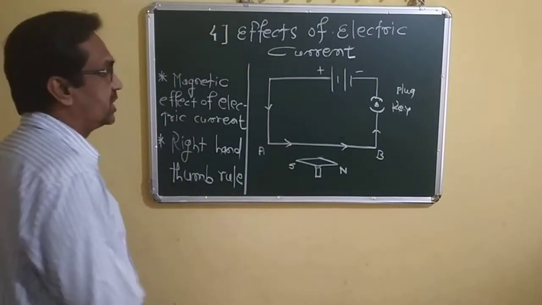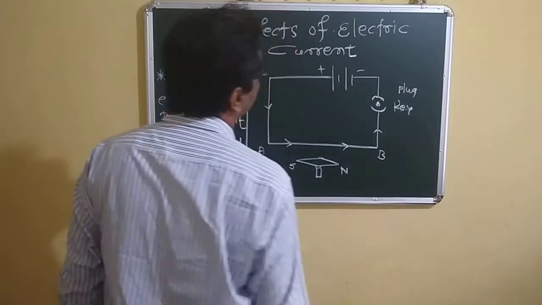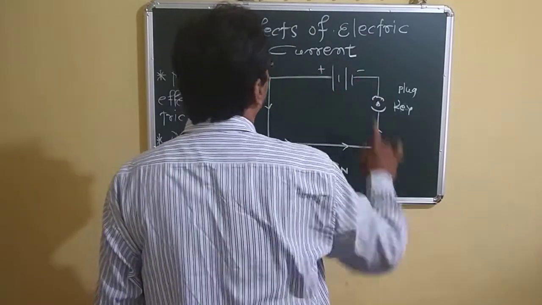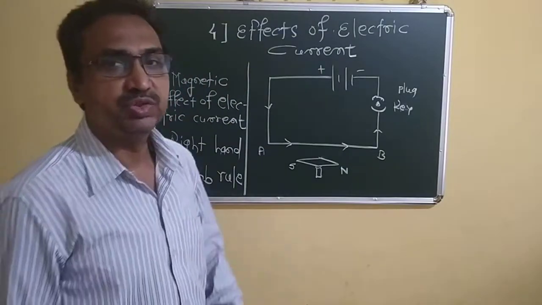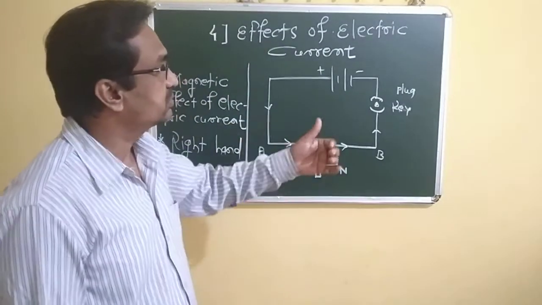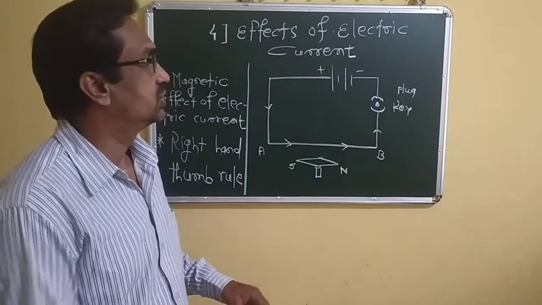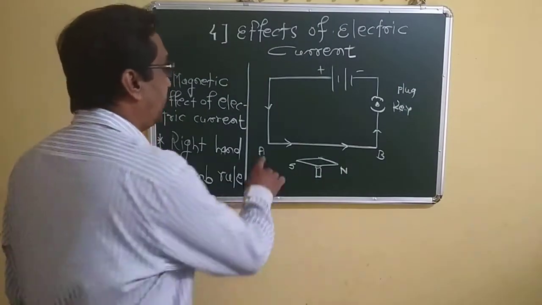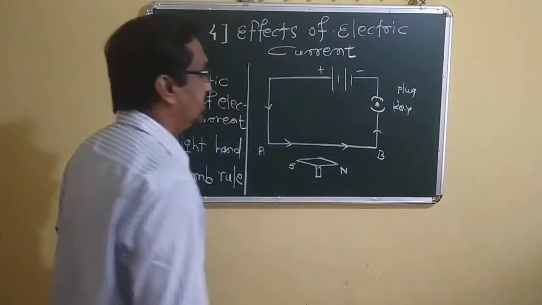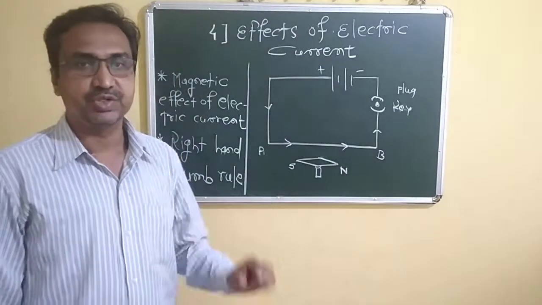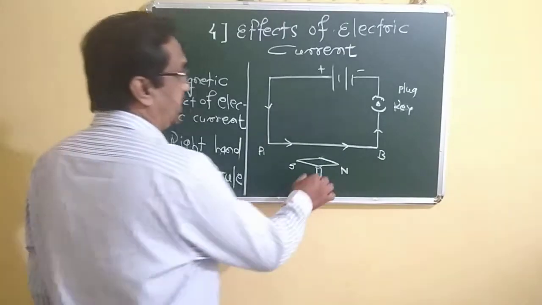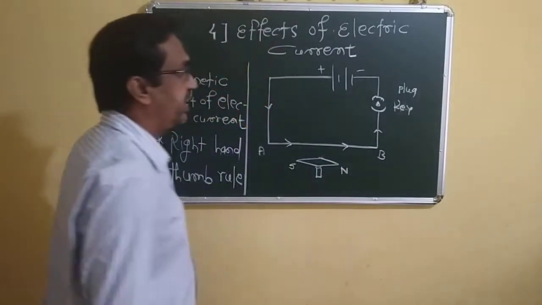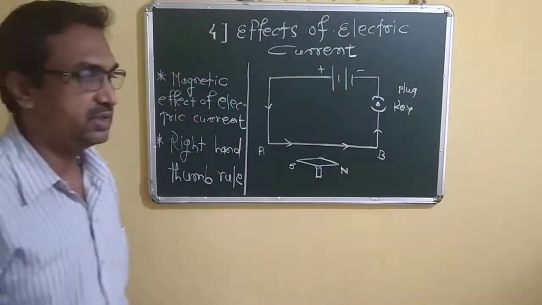Here I just draw a diagram where a cell is there. Here is a positive terminal. Here is a negative terminal. A plug key is there to close or to open the circuit. And A and B is a straight, thicker conductor, and here we keep a magnetic needle.